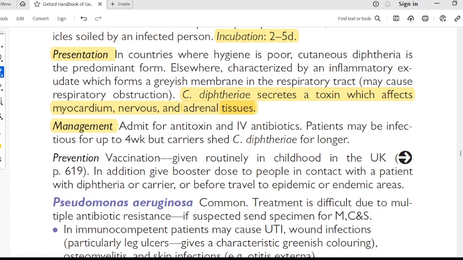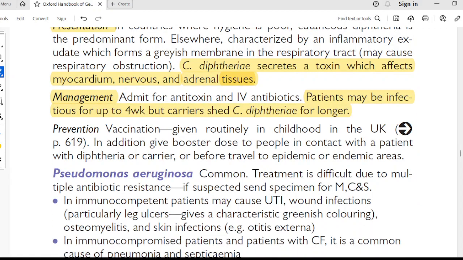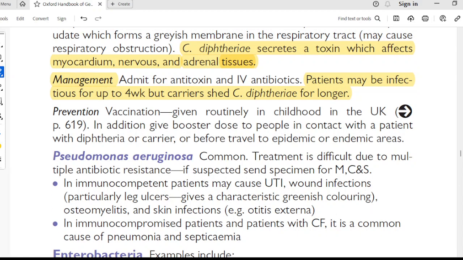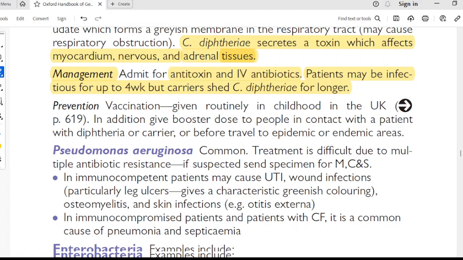Management: admit for antitoxin and IV antibiotics. The patient may be infectious for up to 4 weeks, but carriers shed C. diphtheriae for longer. So this one is not routinely required, we can just note it from here. Patients are infectious for 4 weeks and carriers shed C. diphtheriae for a longer time. So these people you have to give antitoxin plus IV antibiotics.